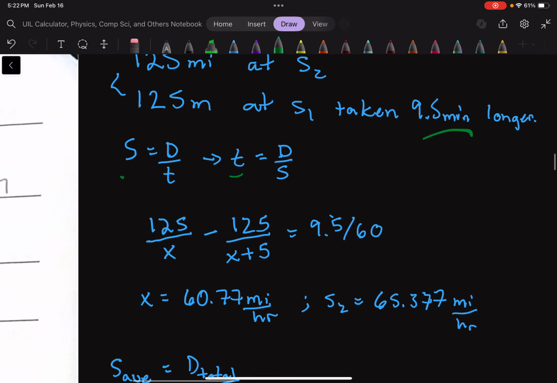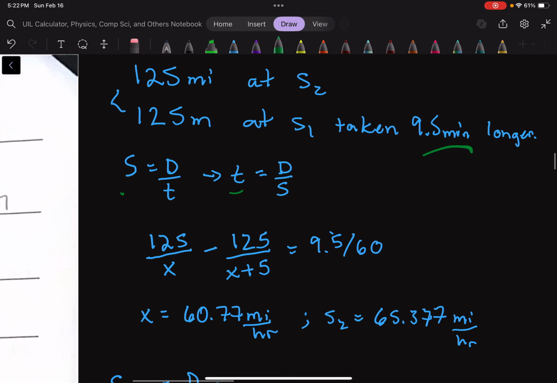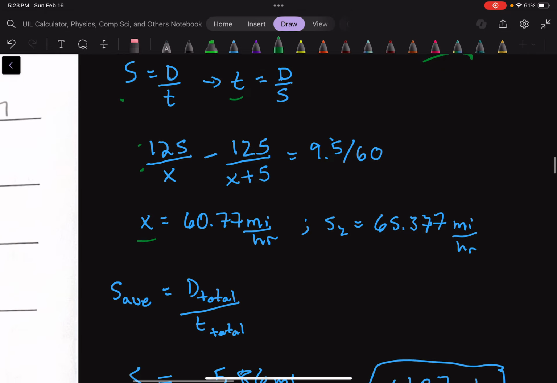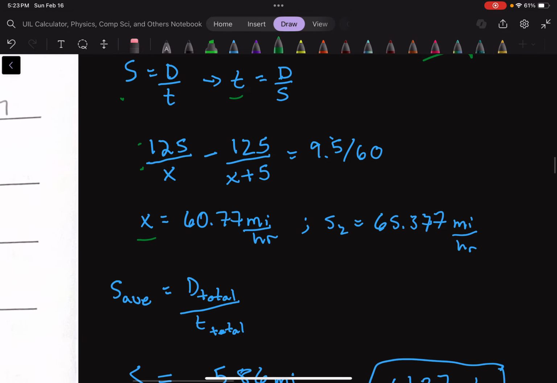If Harvey travels the 125 miles at his original speed, that's going to give him some amount of time. Let's say 3 hours. Then if he does it at another speed, but 5 miles an hour faster, and that ends up saving him the 9.5 minutes, then from here we could use this equation to solve for x. So you throw this into your solver, and you find out that his original speed here is 60.77 miles per hour. And his second speed was the 65.37. Oop, I forgot it up here.